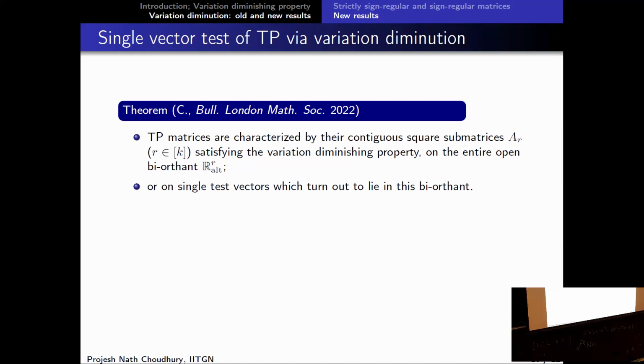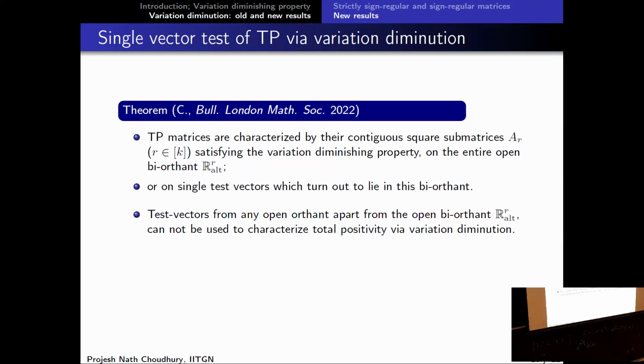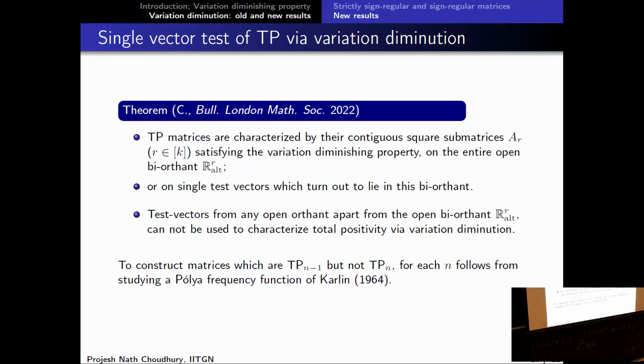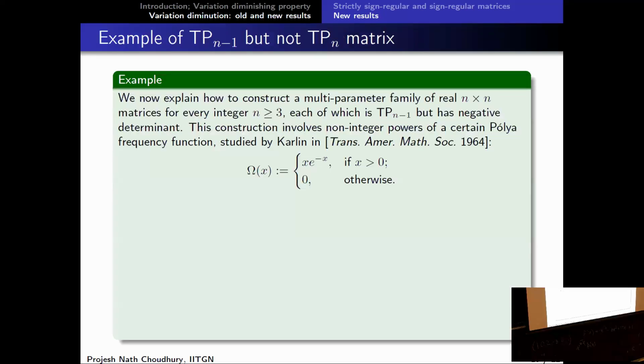And in that paper, apart from other things, we showed that if we take these test vectors from any other biorthant apart from the alternating biorthant, we cannot characterize totally positive matrices using variation diminution. And in that paper we also need to construct a matrix which is TPn minus 1 but not TPn. To do this we basically used a Fourier frequency function of Karlin, and here it is.